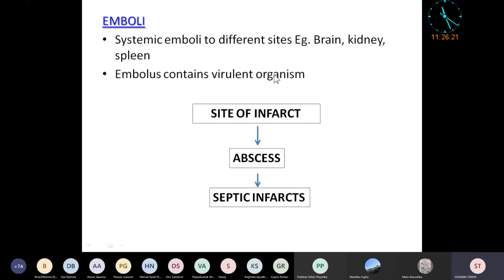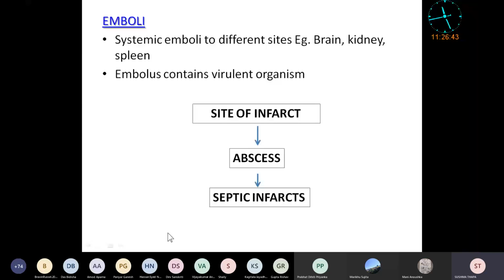Since this embolus consists of virulent organism, once it is there, it will cause abscess formation. Wherever it is lodged in the distant organ, there it will cause infarction. Along with that, there will be abscess formation, because that embolus consists of organism. So there will be septic infarct.